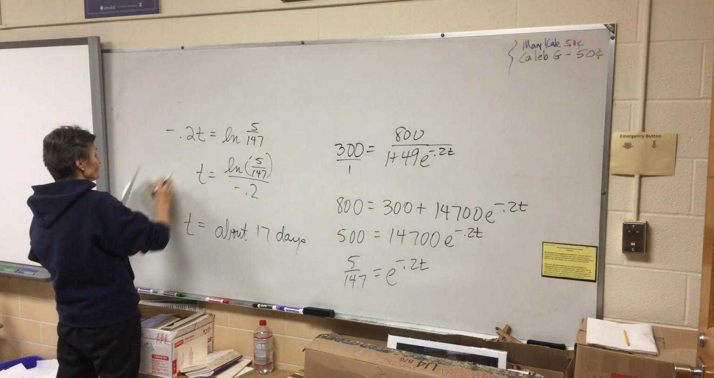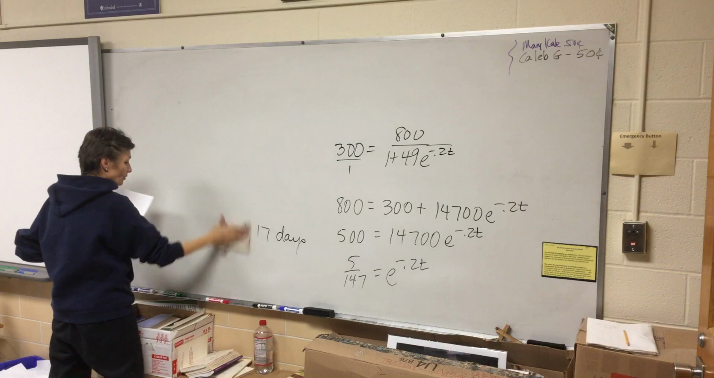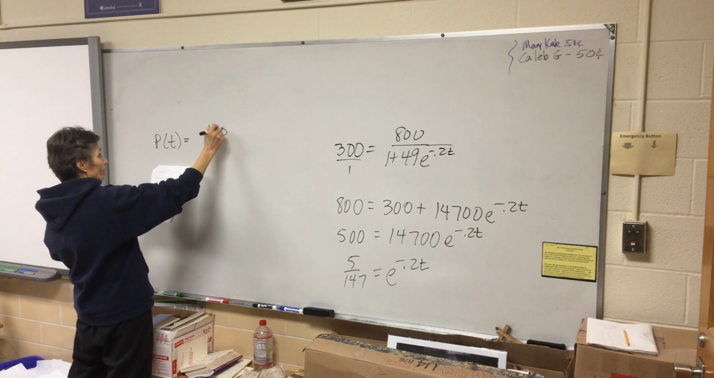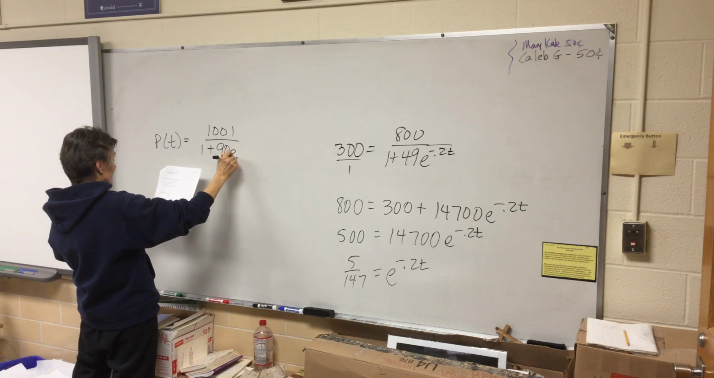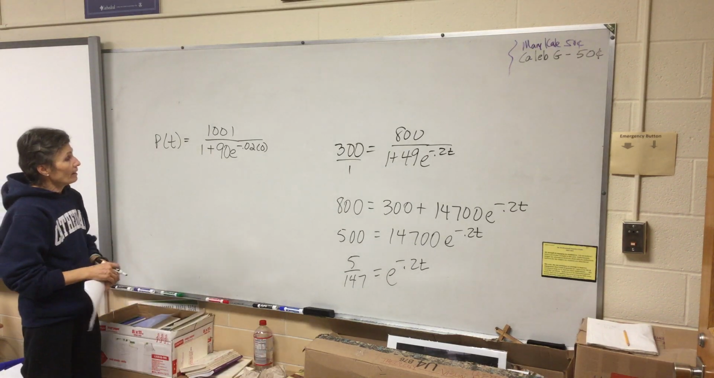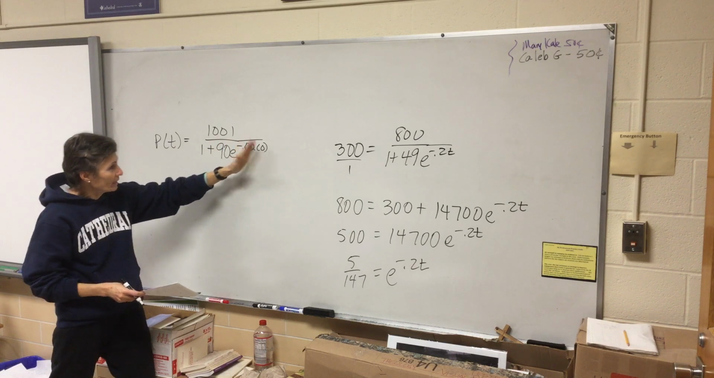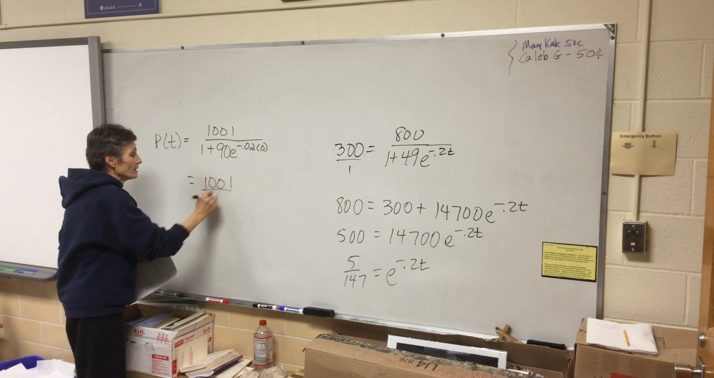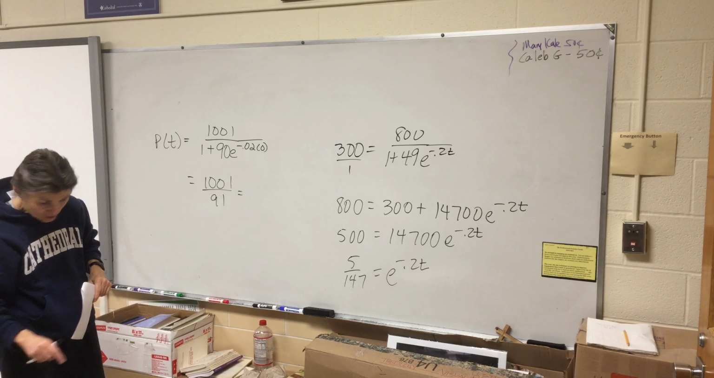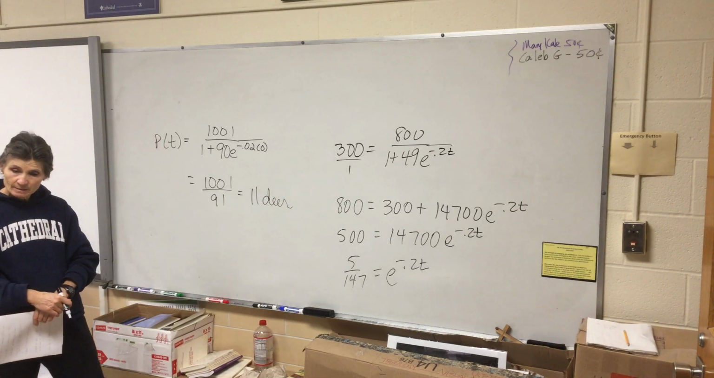The initial population of deer. Grace, do you know what to do to find the initial population of deer with this logistic function? You plug in 0 for T. Yep. So I'm going to put a 0 in for T. Is that one negative 0.2 also? Yep. All right, so when I put a 0 in there, this becomes 1. So basically, I have 1,001 over 91, which is 11. So we started out with 11 deer. Is that okay with everybody?